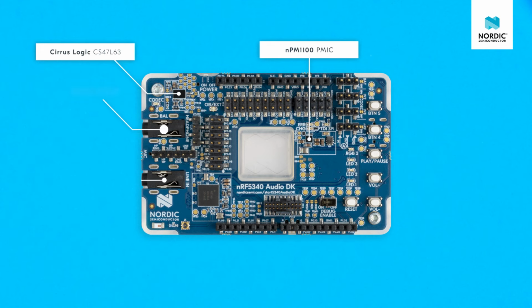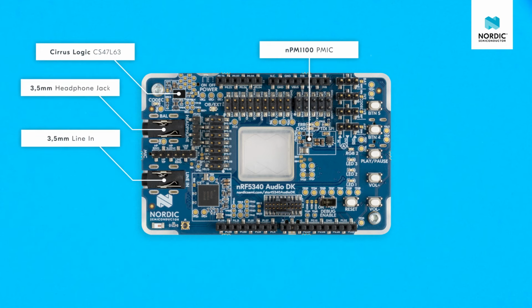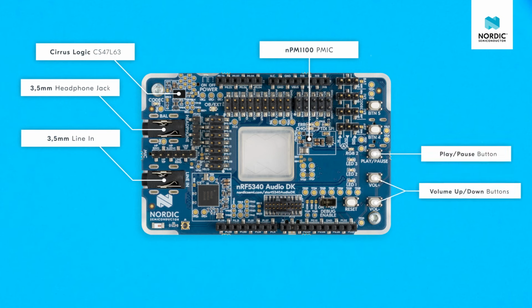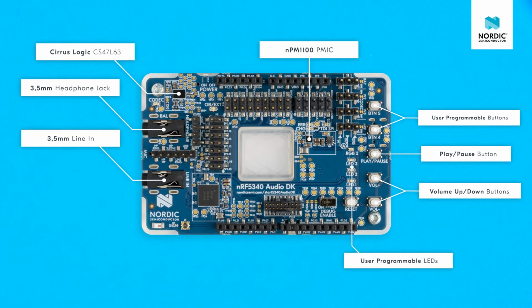At the side of the board, we have 2 3.5mm jacks to get your sound in and out of the audio kit. One jack is to be used as a headphone connector and the other one for line-in, making testing your application as easy as possible. If we look to the right of the board, we have buttons for play, pause, volume up, volume down, and 2 user programmable ones. In addition to that, we include 4 user programmable LEDs on the board. The top LED is an RGB LED that can be freely configured.